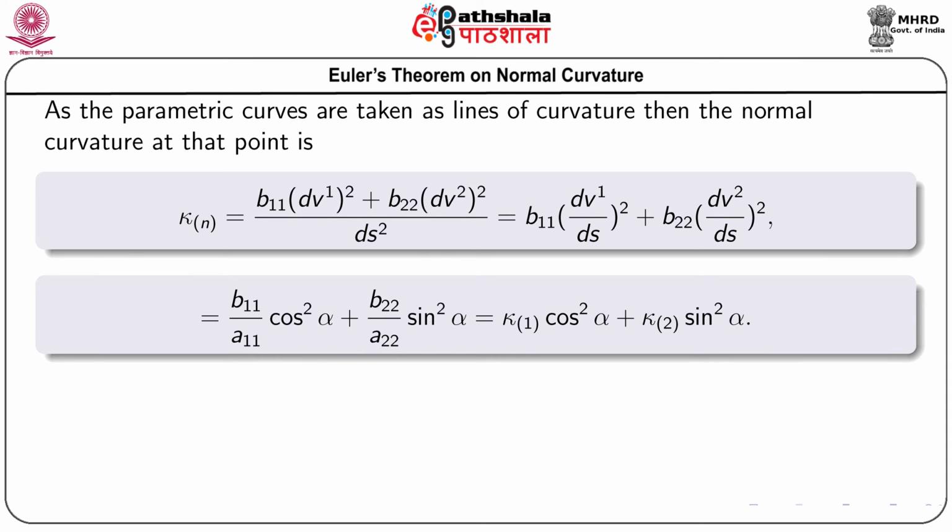So, this becomes B11 by A11 cos square alpha plus B22 by A22 sin square alpha. Now, we have just seen that when the parametric curves are lines of curvature, the principal curvatures are B11 by A11 and B22 by A22. So, kappa n equals kappa 1 cos square alpha plus kappa 2 sin square alpha.